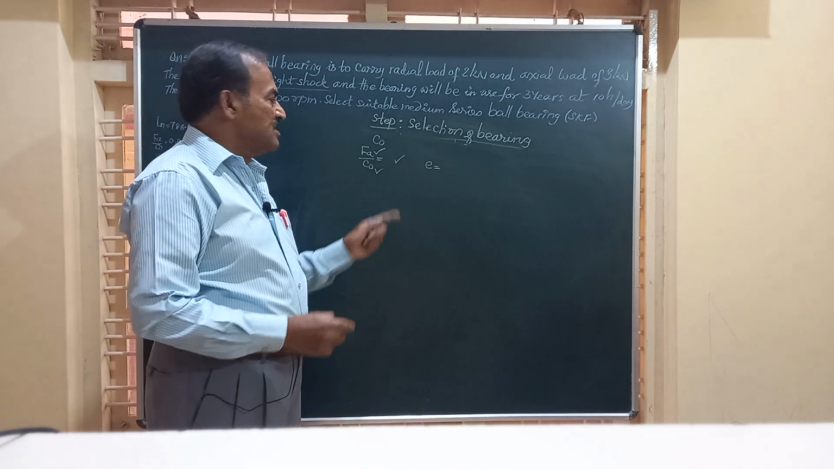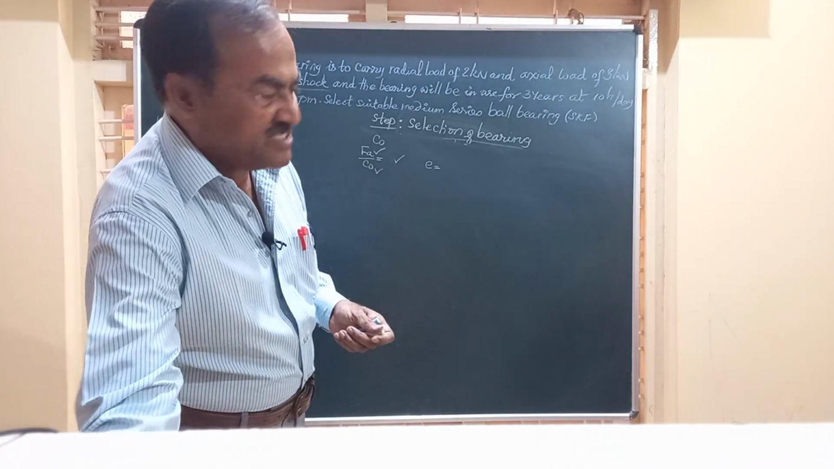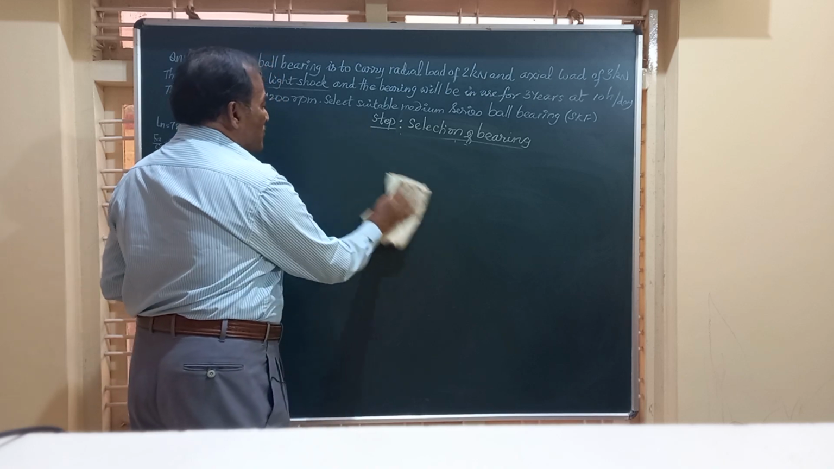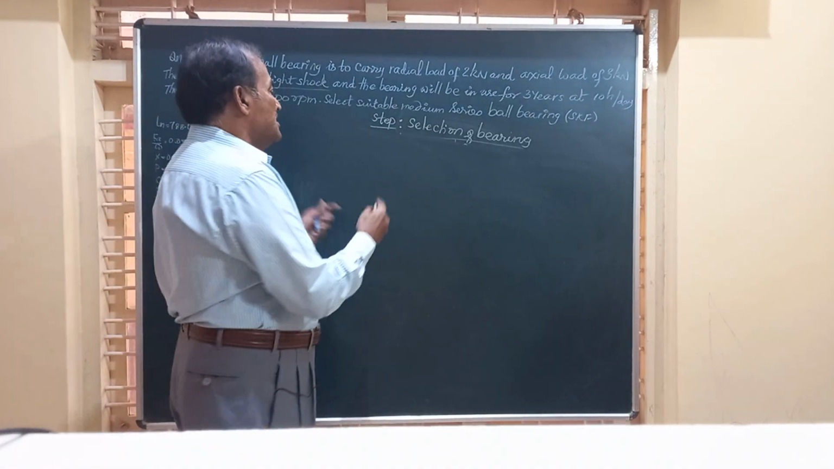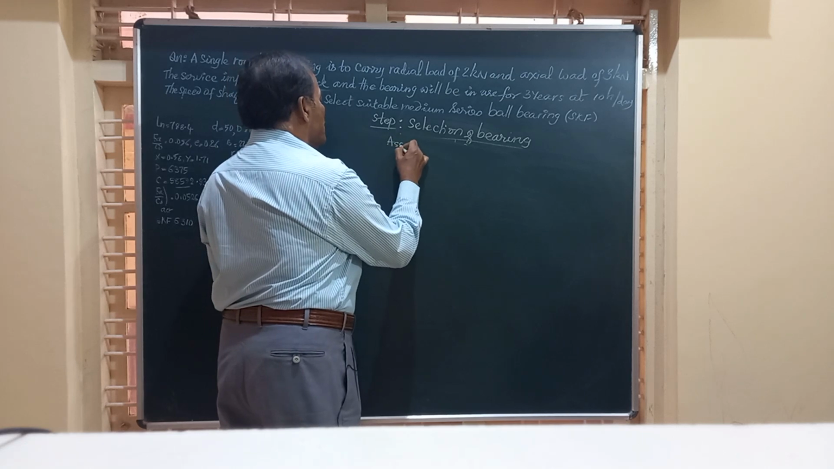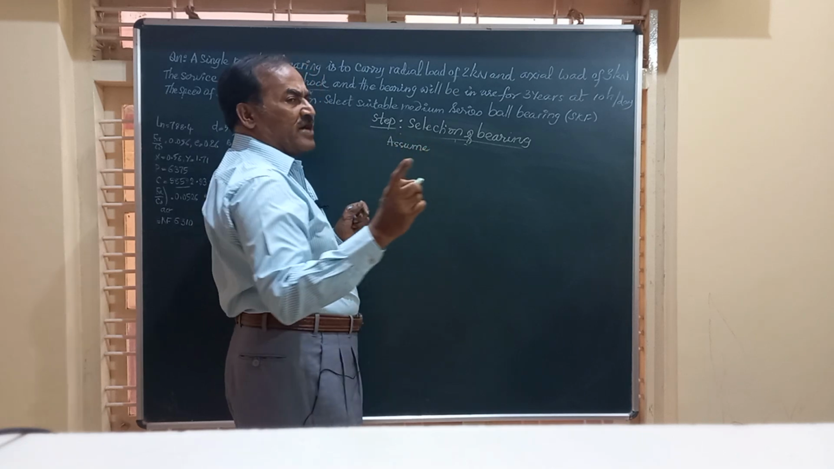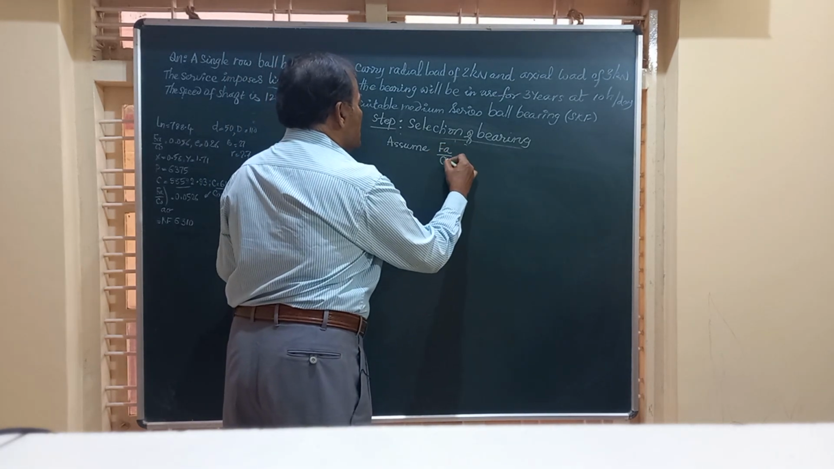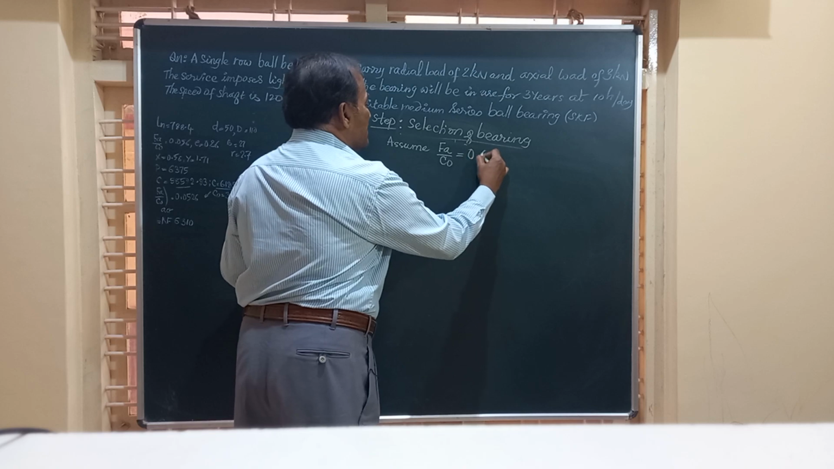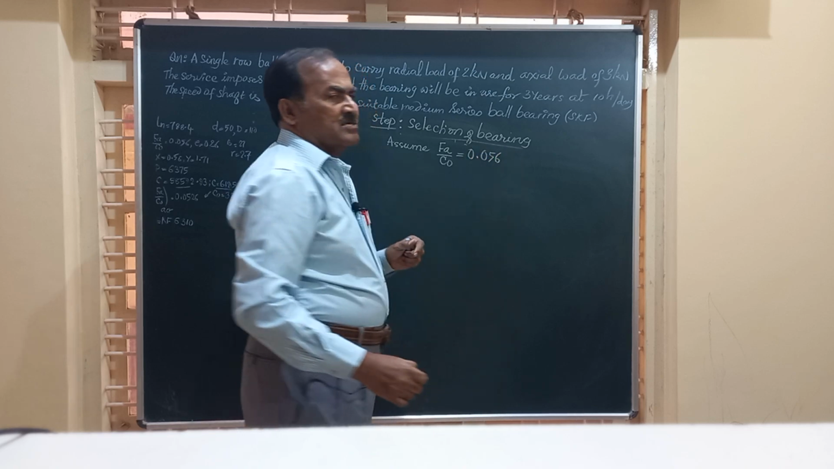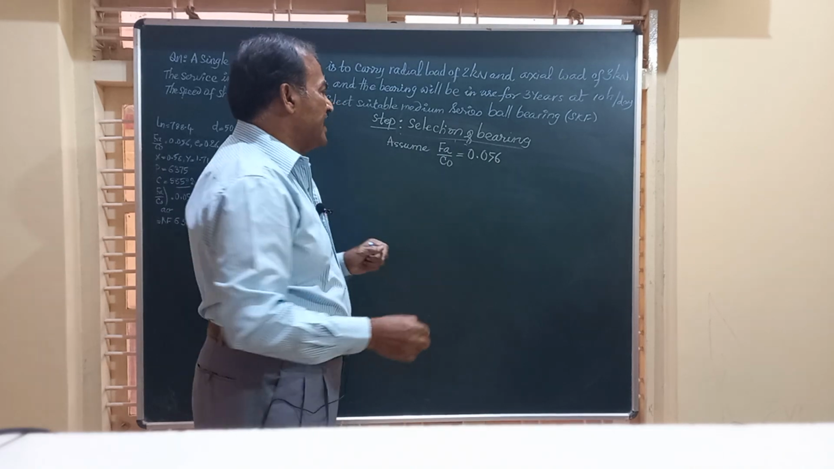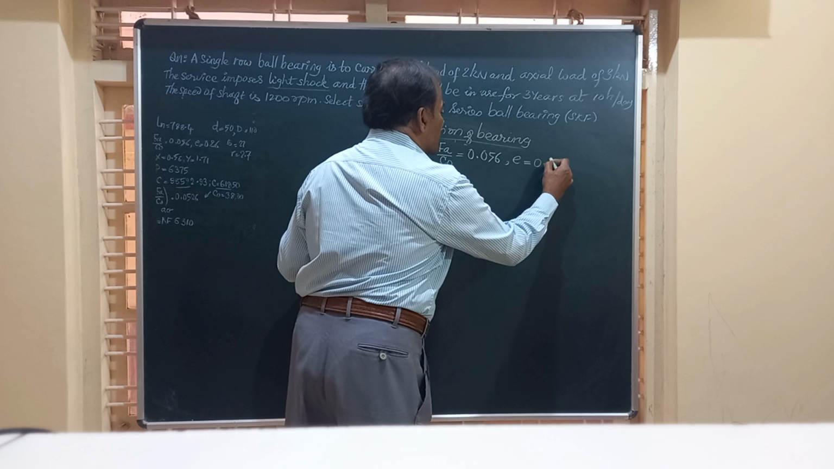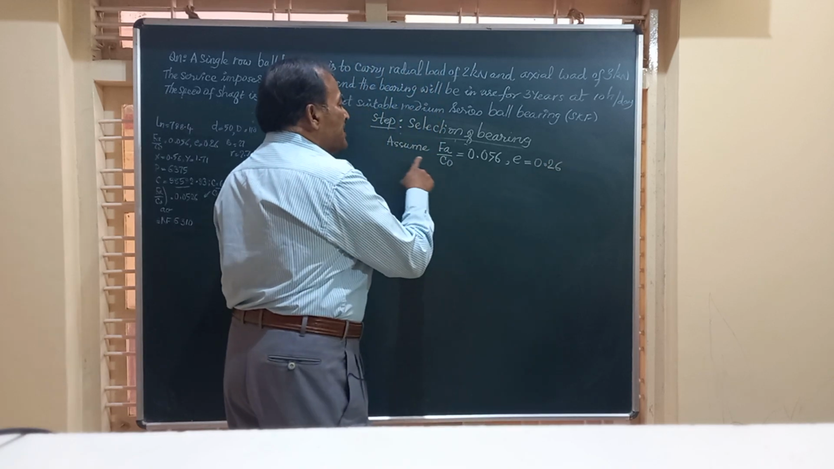But here friends, since C naught is not known to us, we are going to assume a suitable value of FA over C naught. There are about 8 to 10 values given in the data handbook. We can assume FA over C naught some value, say 0.056. This is available in the machine design data handbook. So corresponding to this, we have E equal to 0.26. So we are making an assumption here.